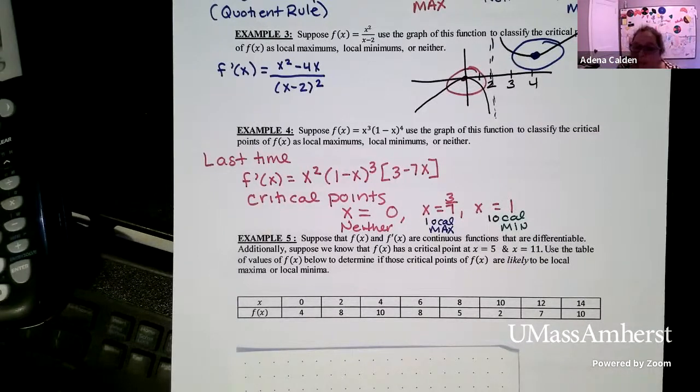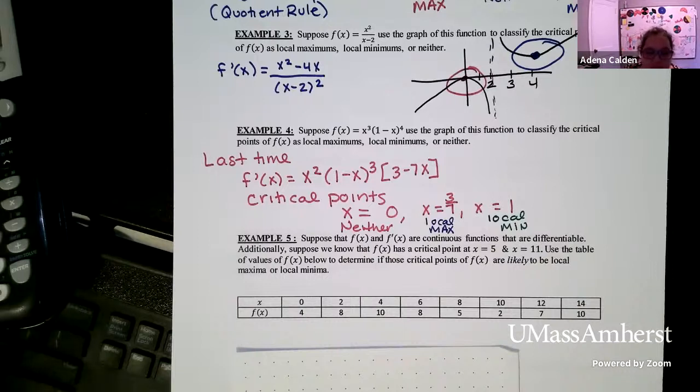So what we're told is that f of x and f prime of x are continuous functions that are differentiable. Since they're continuous, we are not worried about any weird asymptotes or holes or jumps or anything like that. We also know that f of x has a critical point at 5 and at 11, okay?